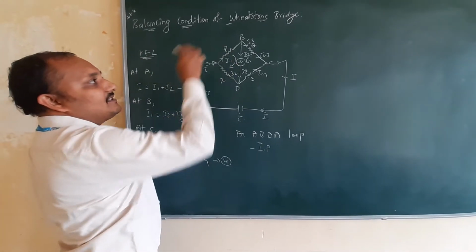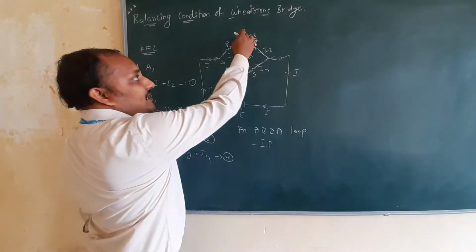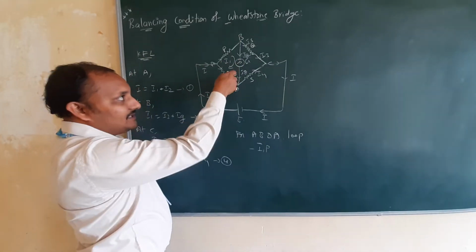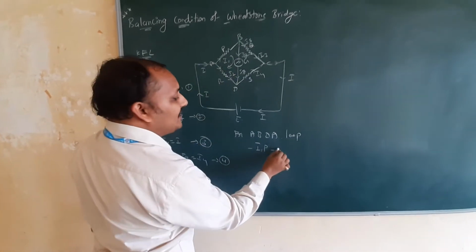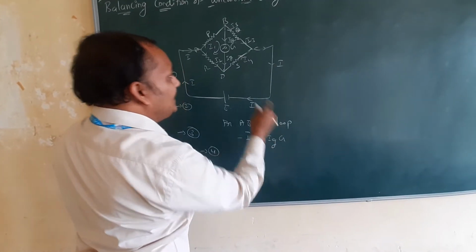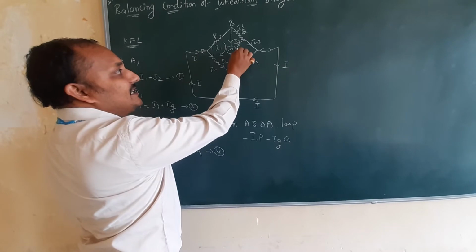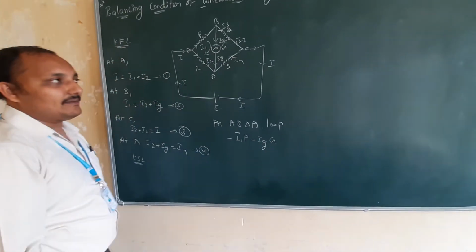I1 into the resistance of this one is P. Next, we are coming from B to D. This is the loop direction, and the current direction is also B to D. Both are in the same direction, which means negative. Then IG, the current flowing through the galvanometer, and G is the resistance of the galvanometer we are taking.